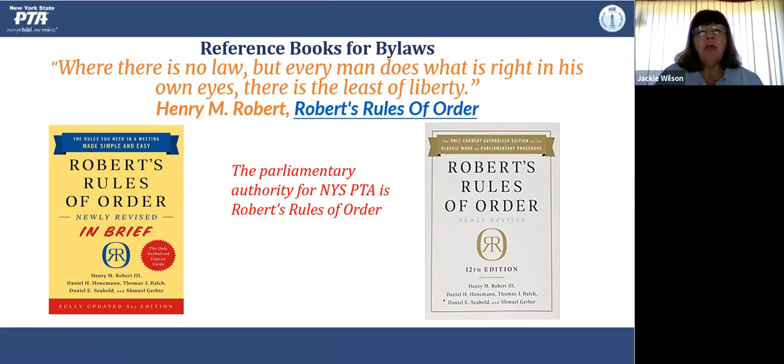And written by Henry M. Robert, he states this quote very, very importantly to us: "Where there is no law, but every man does what is right in his own eyes, there is the least of liberty." So if you think about that for a minute, without law, without rules, without agendas, without meeting minutes, there is chaos at a meeting. So you can imagine if we did not have bylaws and procedures, how would you run your meetings orderly, and how would you get anything done?